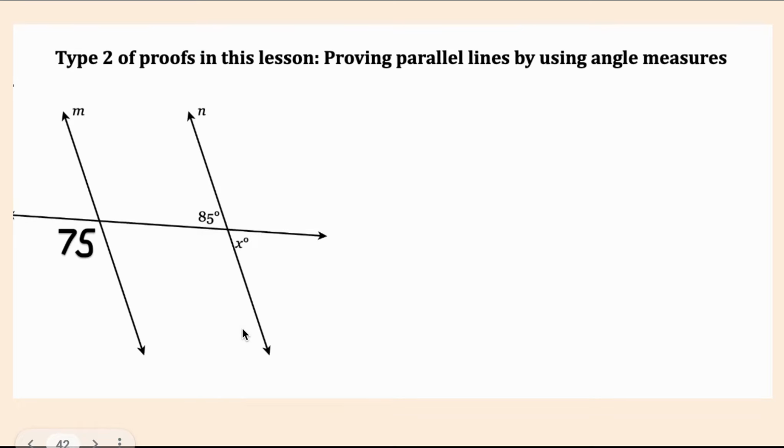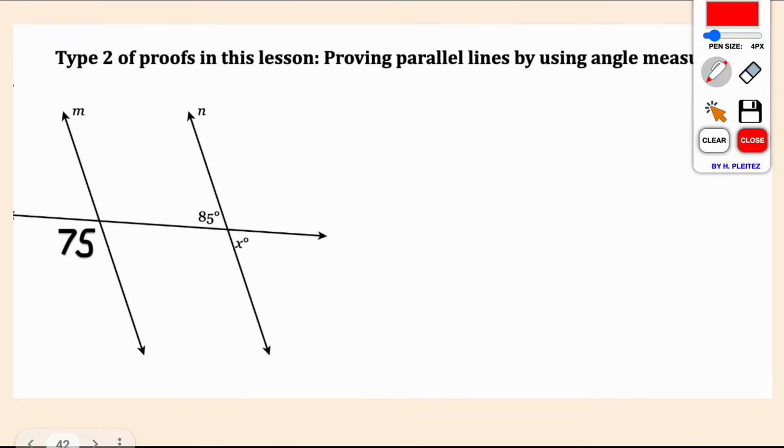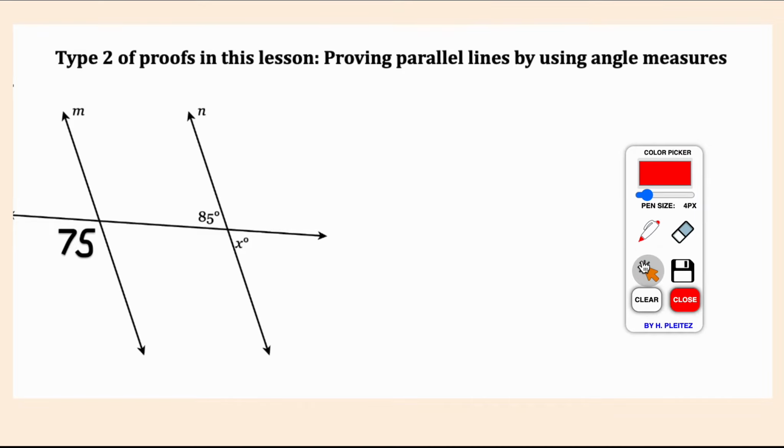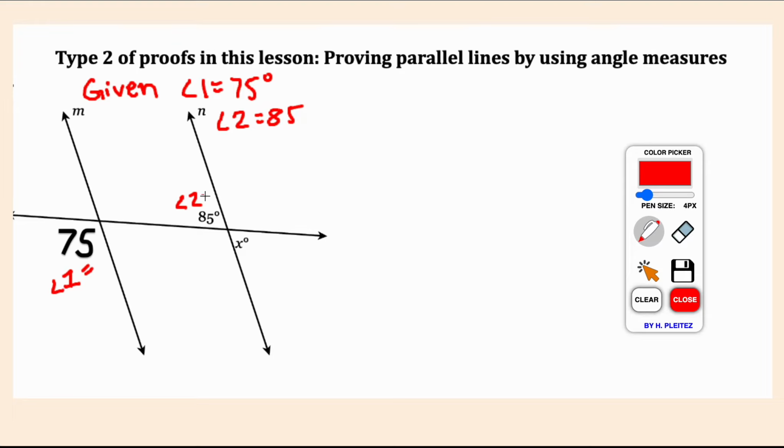All right, type 2 is when we're not given the fact that we have parallel lines, but we're going to be trying to prove that. So in here, there was an error, so make sure you are writing this. It should say, given angle 1 equals 75 degrees, and that's this angle right here, angle 1. Given angle 2 equals 85 degrees, and angle 2 is going to be this one right here. So here's angle 1, here's angle 2.